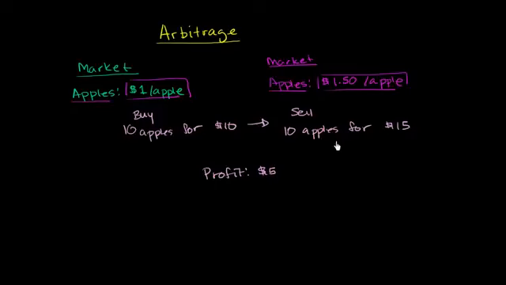And you can just keep doing that over and over again. And on every trip, as many apples as your bicycle can carry, you'll just continue to make money. And so this is what arbitrage is.